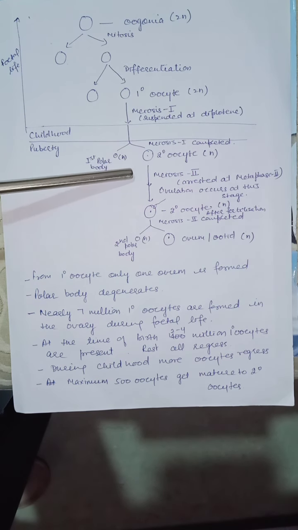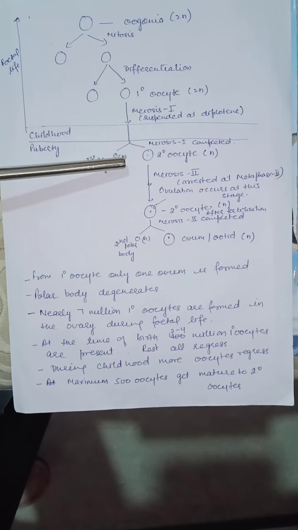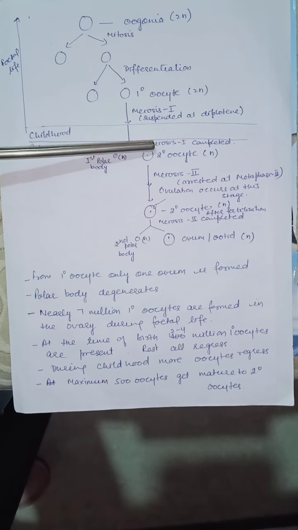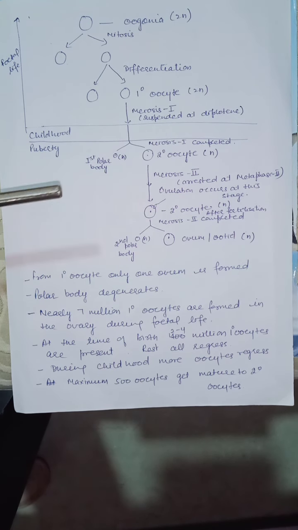When meiosis 1 is completed, the primary oocyte changes into secondary oocyte. Two cells are formed, one bigger in size and one very small in size. The smaller cell is known as first polar body. It is also haploid, and the secondary oocyte is also haploid.